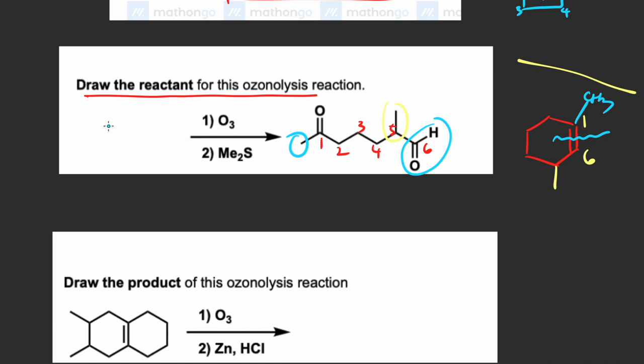So the answer for this question is methyl cyclohexene. It should be methyl cyclohexene. So this is our answer for this question. We'll move to the next question here. Here we have two cyclohexane rings. One of them has the double bond. Here it is. What you have to do is break it in the middle.